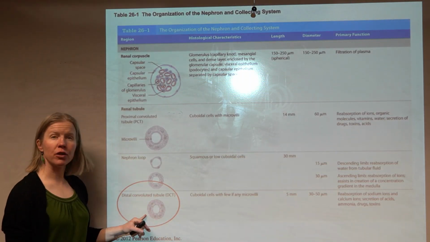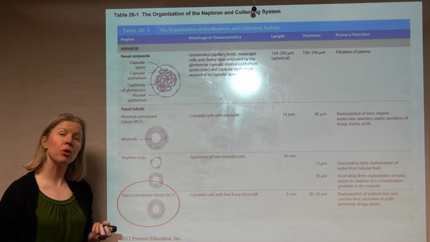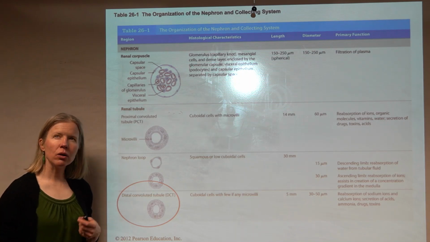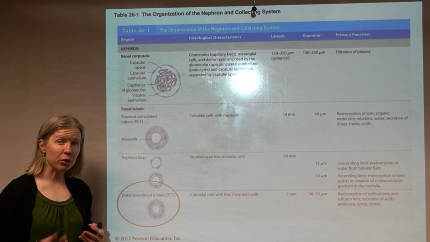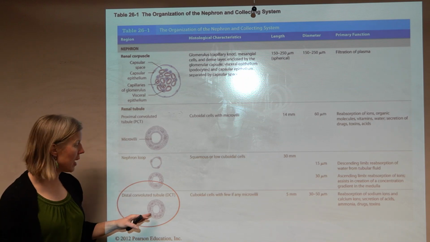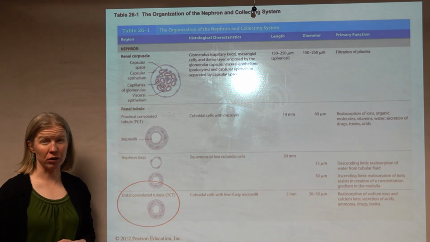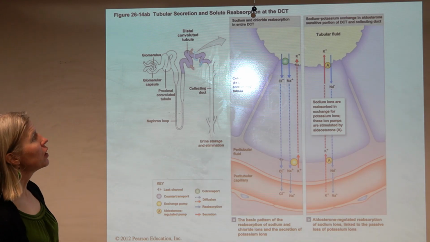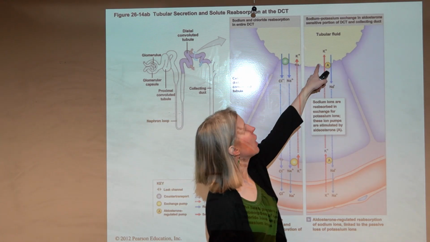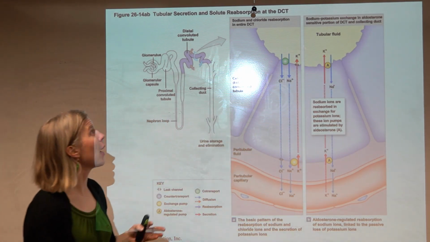The tubule cells are still simple cuboidal cells, but now we're not nearly as interested in reabsorption, or it's not nearly as dominant, and so we really don't see microvilli on these cells. They're just cuboidal cells, right? They give you just a couple little microvilli there.